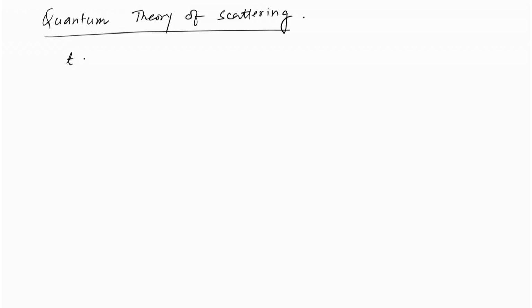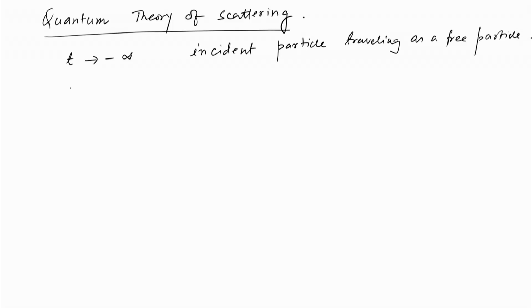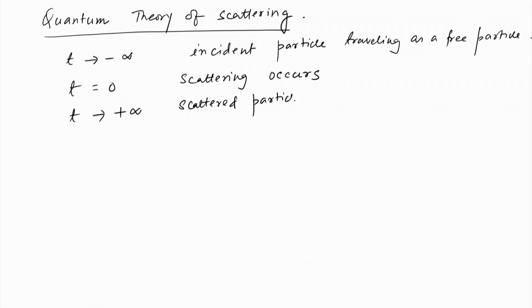So, we have t going to minus infinity when it is only the incident particle, which is travelling as a free wave, travelling as a free particle maybe, and say at t equal to 0 scattering occurs, and at t equal to plus infinity, that is at very large times, the scattered particle, which may include the incident particle as well, is detected by the detector.